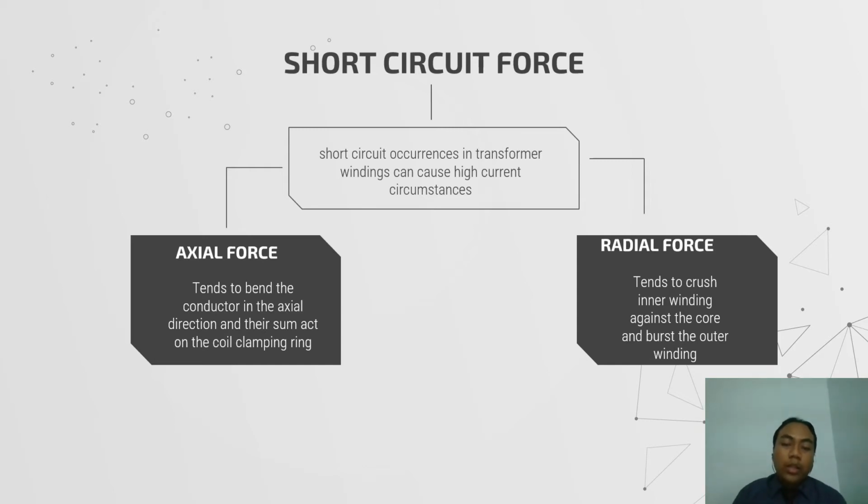And then for radial force, it tends to crush the inner winding against the core and burst the outer winding. This radial force will act as compressive force on the inner winding and as tensile force on the outer winding. That means it will affect the winding along the transformer coil.